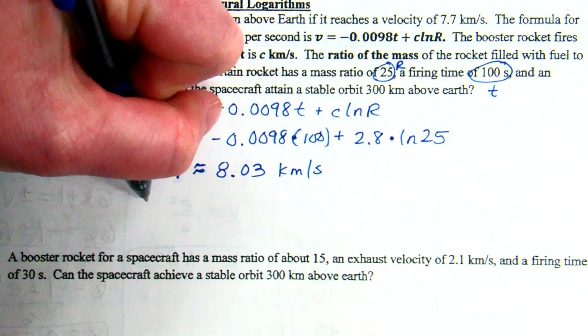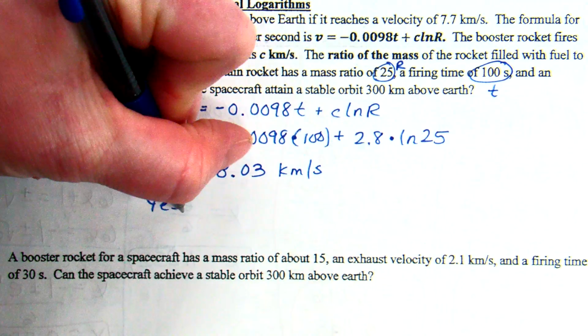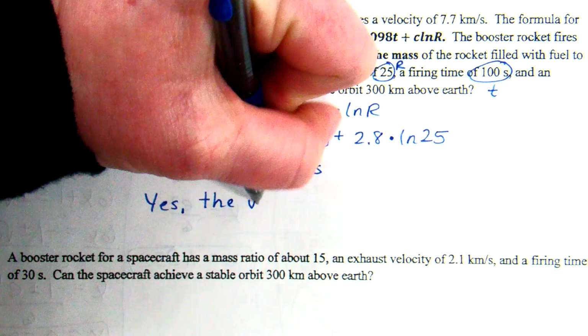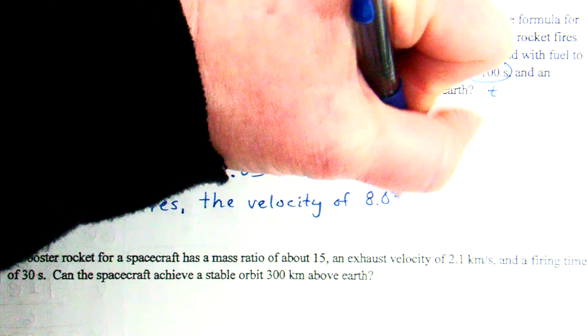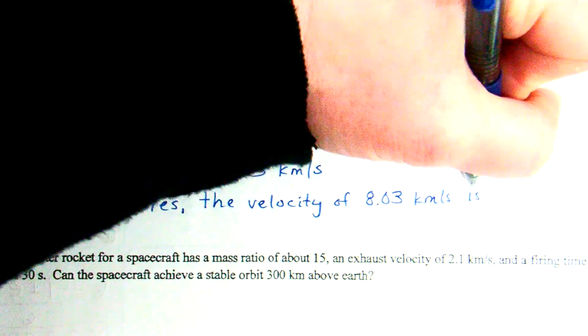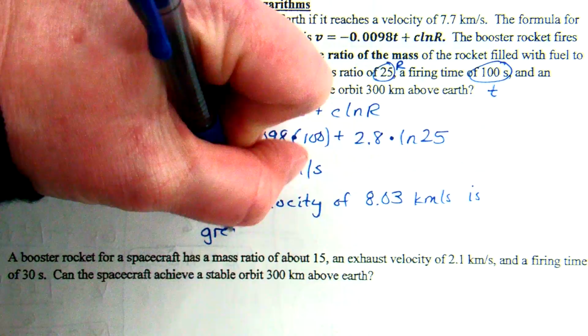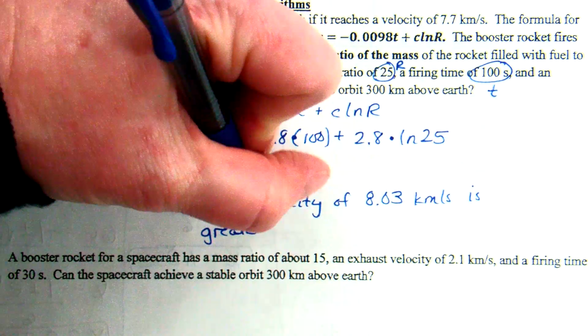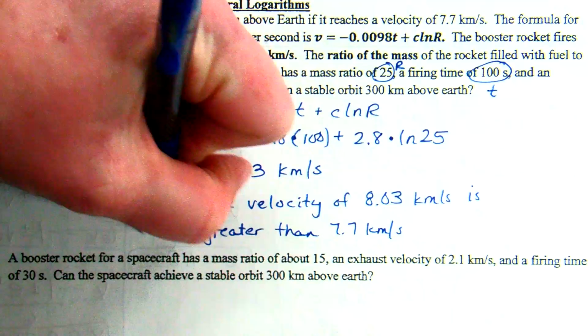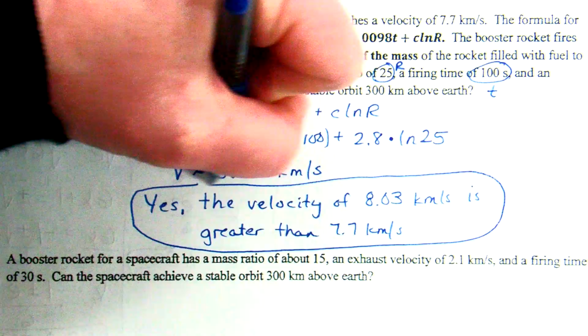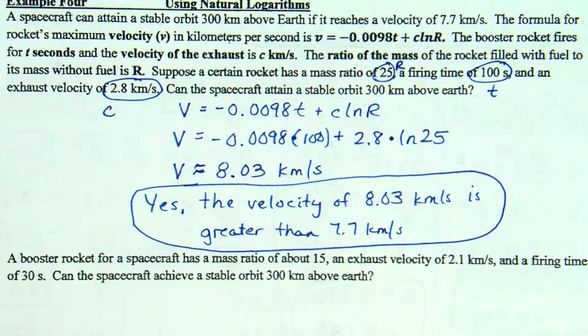So your answer would be yes, and I'm going to explain by saying the velocity of 8.03 kilometers per second is greater than 7.7 kilometers per second. Boom. Final answer. So, again, always make sure you go back, you read the original question, and you reread the problem when you get to the end and you're stuck.